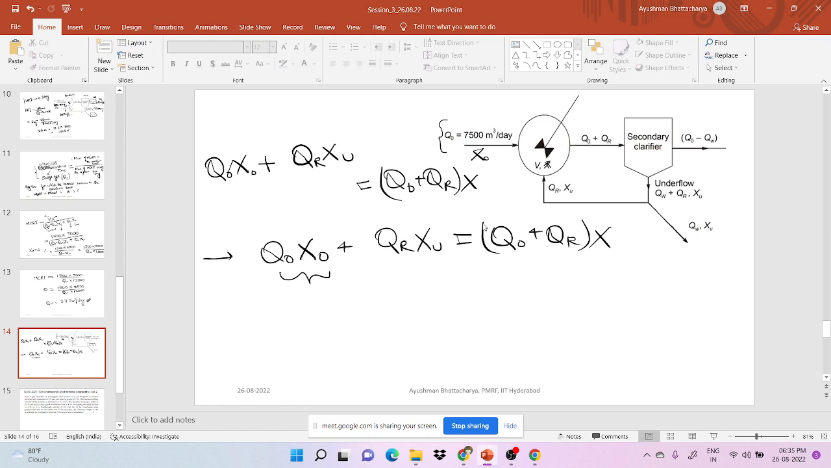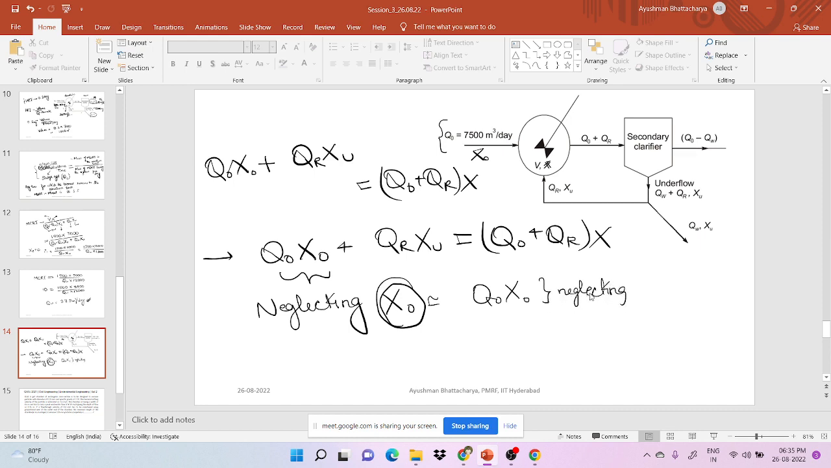Now we neglect X0, because the biomass concentration at the inflow will be negligible, so we are neglecting it and assuming so. Neglecting Q0 X0, the equation remains QR XU equals (QR plus Q0) times X.